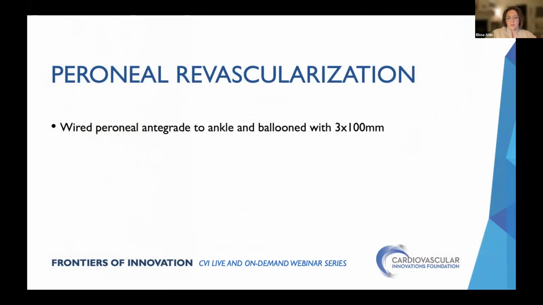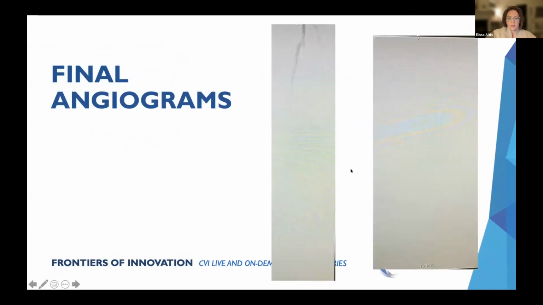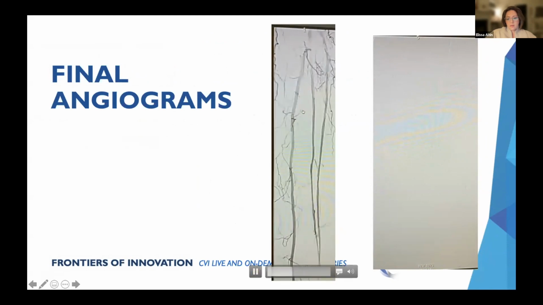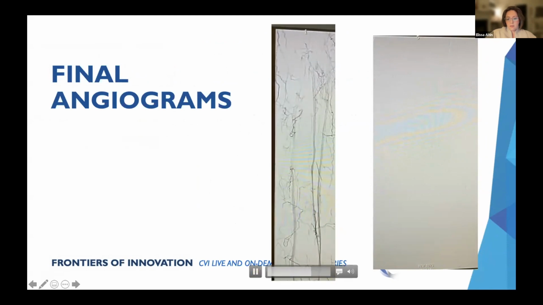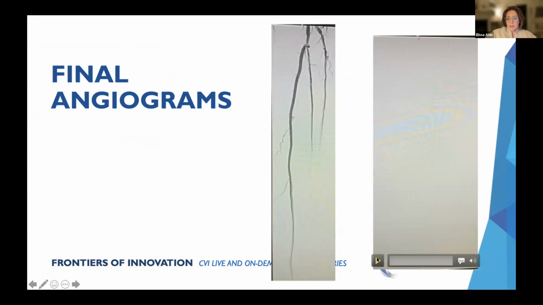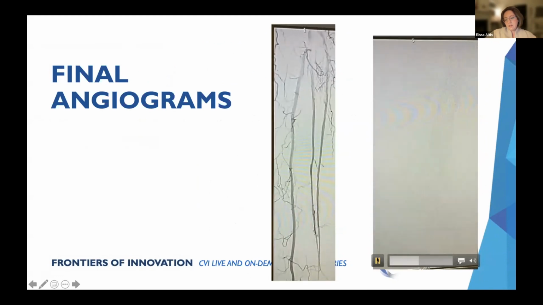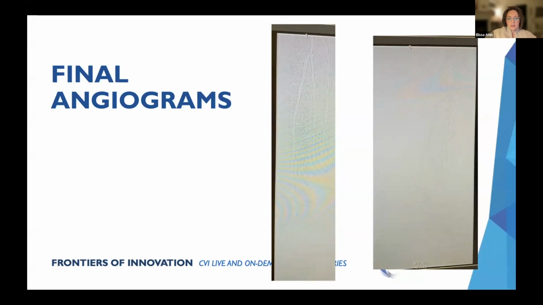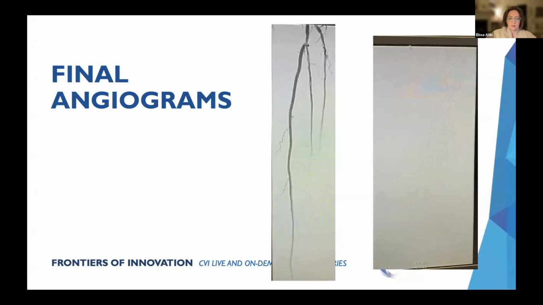After that, we went after the peroneal, wired it antegrade into the ankle and ballooned with a 3x100 millimeter balloon. And you can see here the final angiograms. So we had the same good runoff from the PT, improved flow into the peroneal, and a patent AT. And this is his runoff into the foot with good flow into the pedal loop.